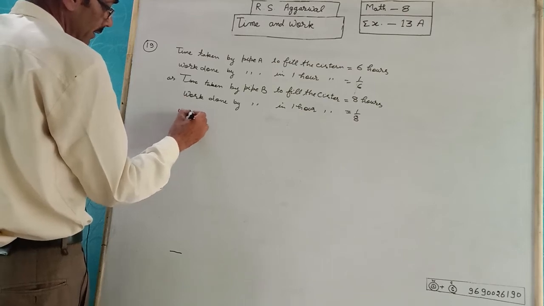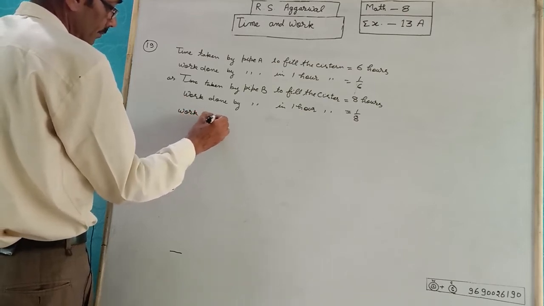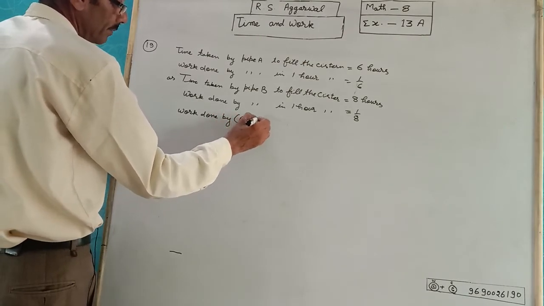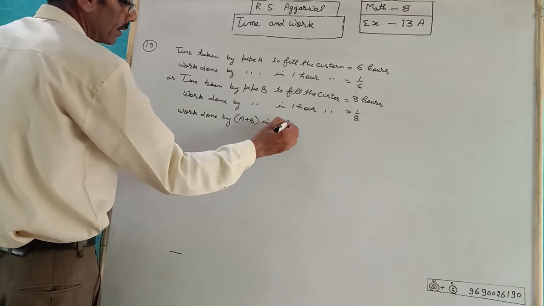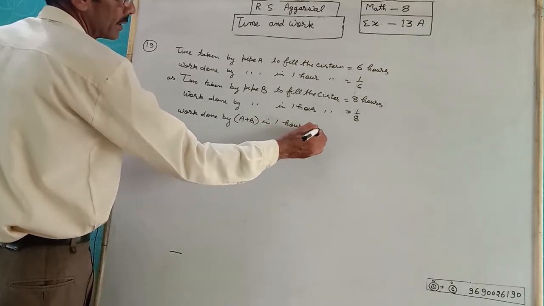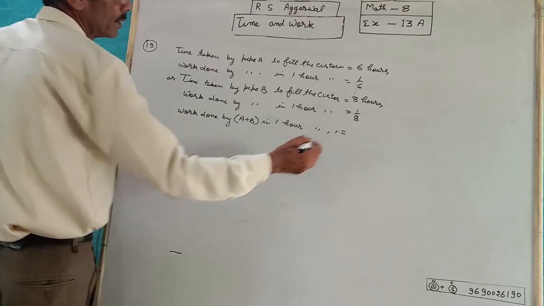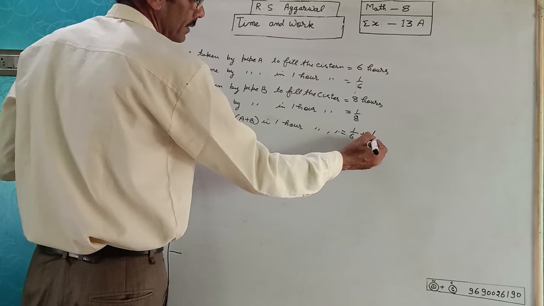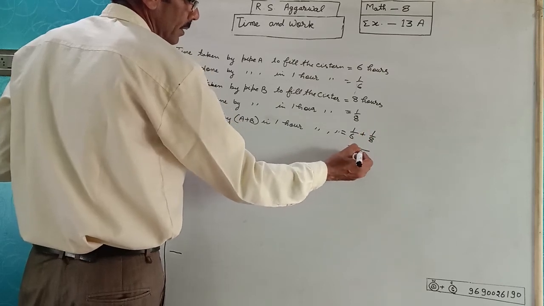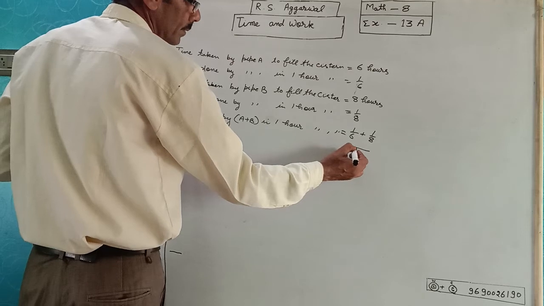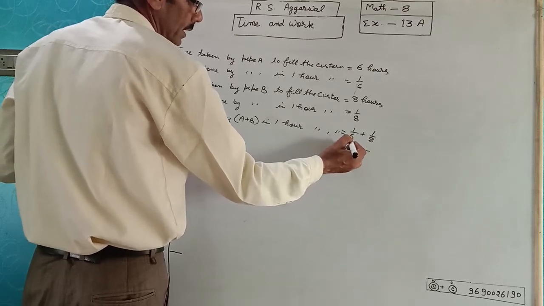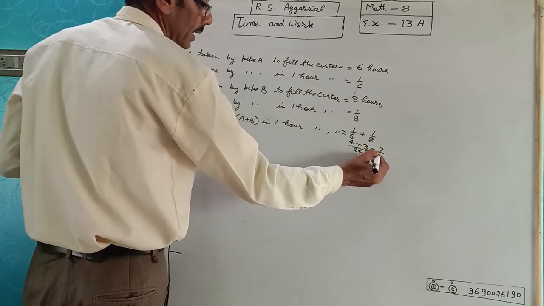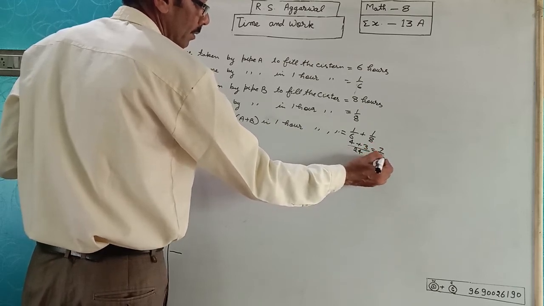Work done by both A plus B in 1 hour is equal to 1 upon 6 plus 1 upon 8. LCM is 24. 6 times 4 and 8 times 3. After adding, 4 plus 3 is 7, equal to 7 upon 24.